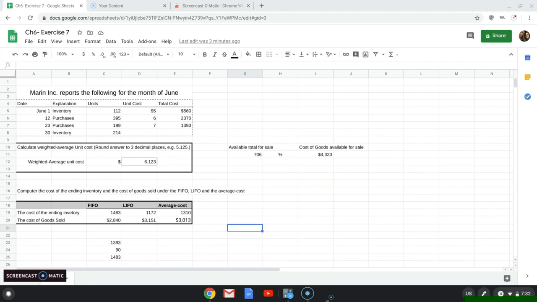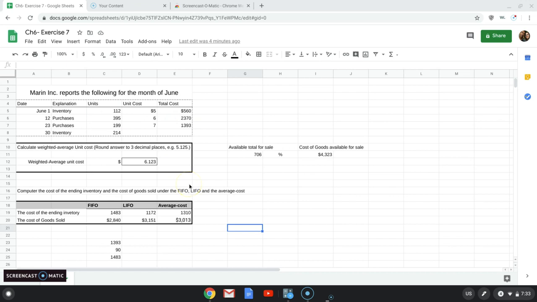So, first, the first thing we're going to see in the problem is this graphic, which shows the reports of the month of June. We see the date, the explanation of each transaction, the units purchased, the cost of each purchase, and the final cost of this transaction.